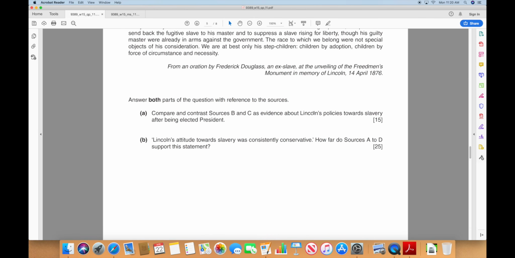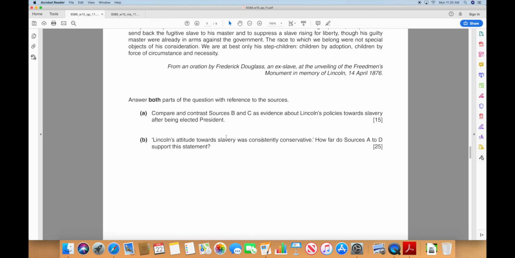So I come down here, and my question for A is to compare and contrast sources B and C as evidence about Lincoln's policies towards slavery after being elected president. So we're focusing on, got my 2 sources here, B and C. So it's always really important to read that because sometimes a lot of them will pop up with A and B. And if you've been doing practice ones and it's always been about A and B, you have to make sure that you're reading this because you can get any combination of 2 of the 4 sources to be what you're reading about. And then specifically, we're looking for evidence of Lincoln's policies towards slavery after being elected president. So not necessarily his personal views, but what he did as a policy as president.